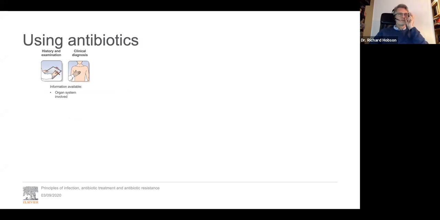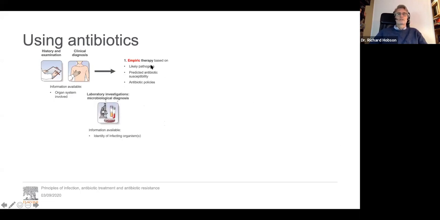The first point at which you make a decision is when you have taken a history and examined the patient and made a clinical diagnosis. And really what you're likely to know at that stage is the organ system involved. And that's the stage where you start empiric therapy, which I've mentioned several times already. And it's based on your knowledge of things. But actually, certainly in my practice in the UK, I don't know the extent to which this is the case where you work, it's also based largely on antibiotic policies, which are guidelines written by local experts in infection who take these things into account for you.